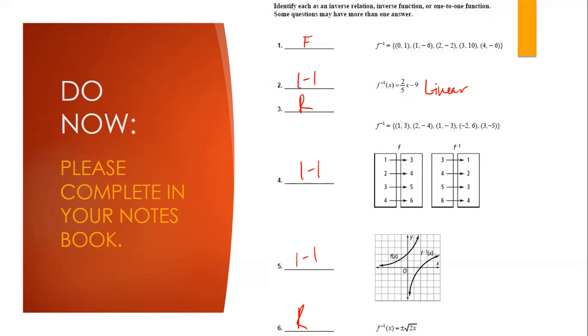Okay, so again, a function, no repeating domain values. One-to-one function means no repeating domain values and no repeating range values. And relation means that you have repeating domain values.